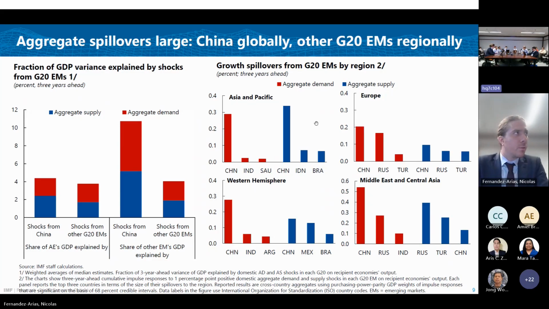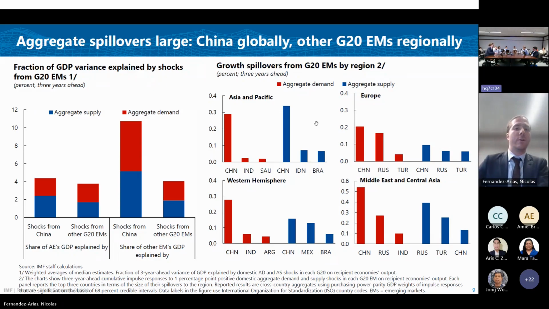So this is about the fraction of output fluctuations that can be explained by the United States in our specification. So it really shows that China has become as important as the United States in explaining output fluctuations in other G20 emerging markets. In terms of explaining advanced economies' output fluctuations, it explains a smaller share, around a little bit more than 4%.